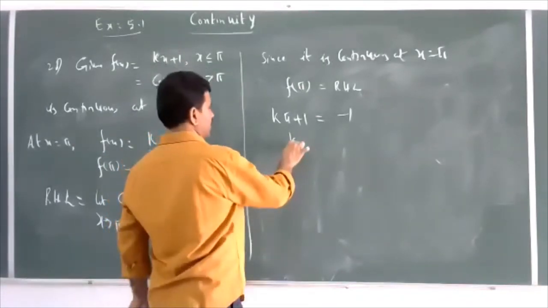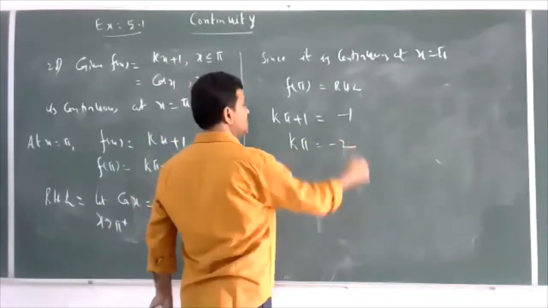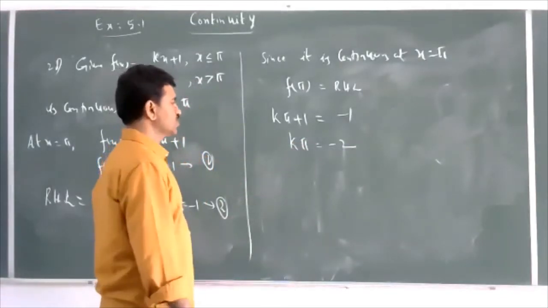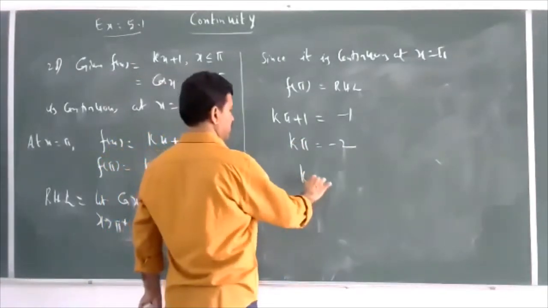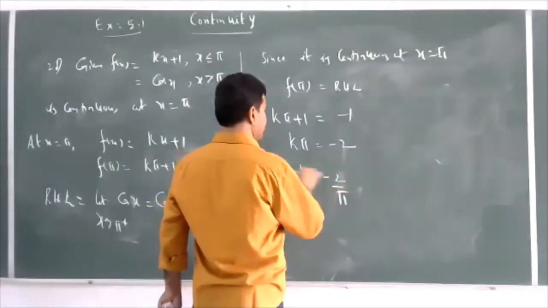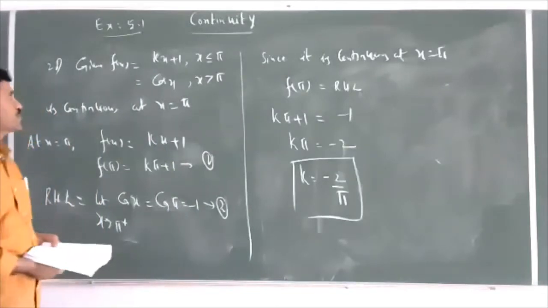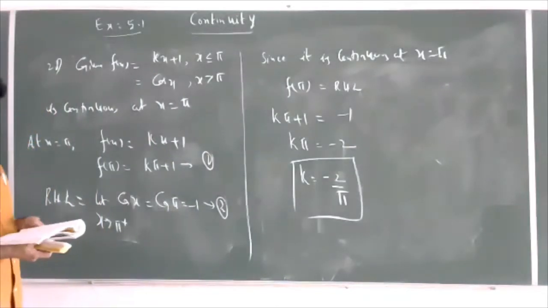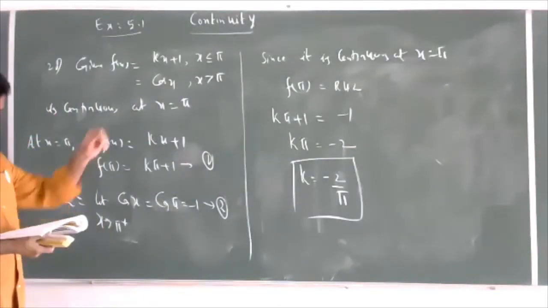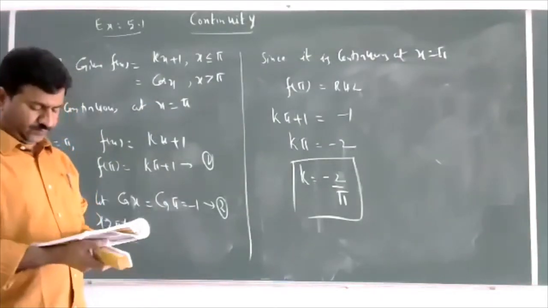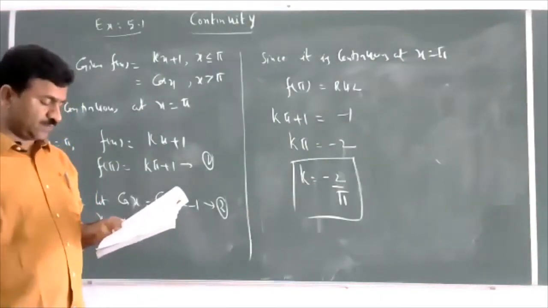See this one, k pi is equal to minus 2, plus 1 sent to the right side, minus 1 minus 1. So k is equal to minus 2 by pi. The k value is minus 2 by pi. Complete the 29th problem, very simple problem, from your side.